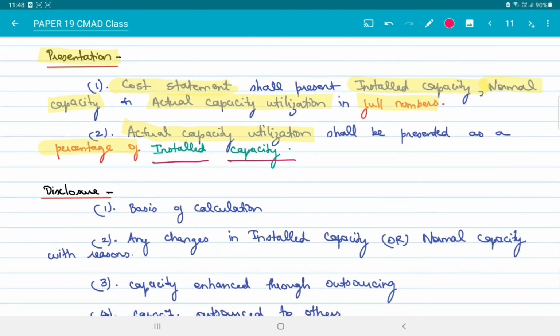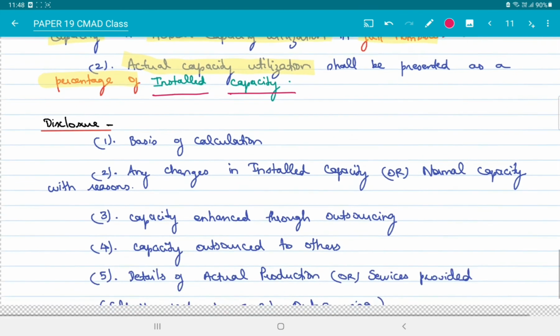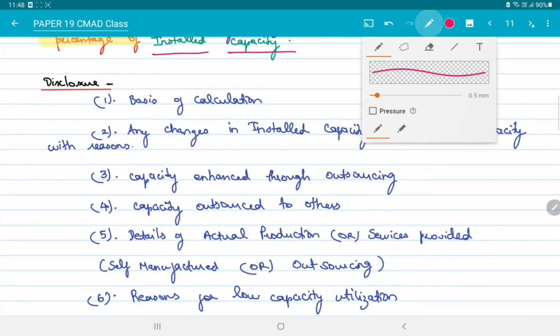MCQs are tested here. Actual capacity utilization shall be presented as a percentage of installed capacity. Okay. Disclosures.